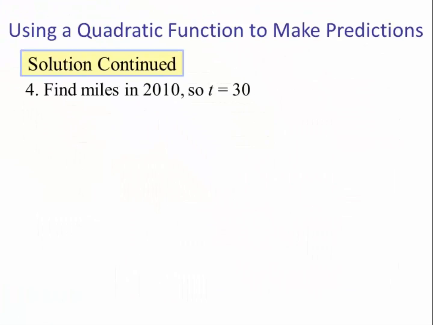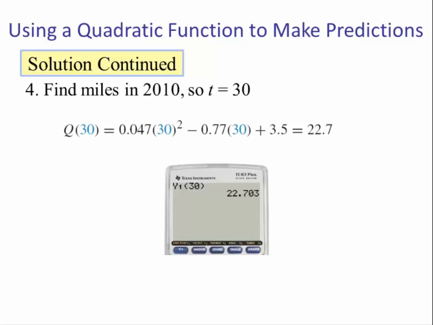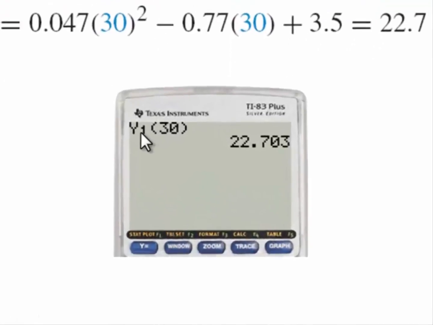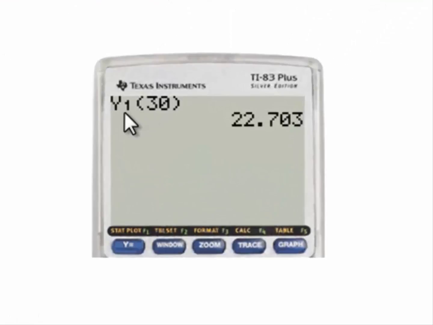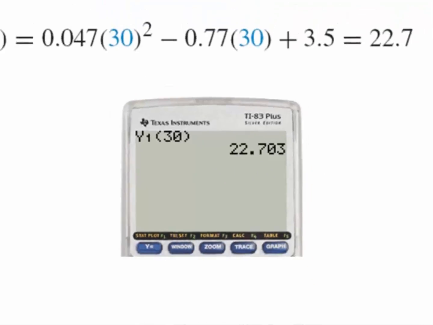Number 4, find the miles in 2010. That implies that t is equal to 30. So we substitute 30 into the model. We get 22.7. If we use the graphing calculator, we hit y vars, select y1, and then put our input of 30, and we get an output of about 22.7.